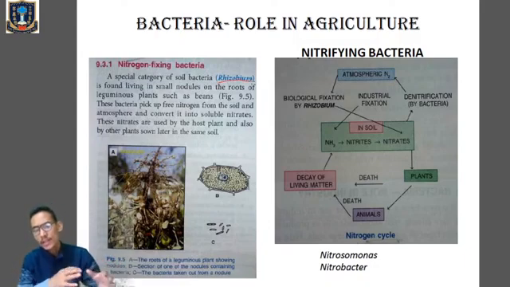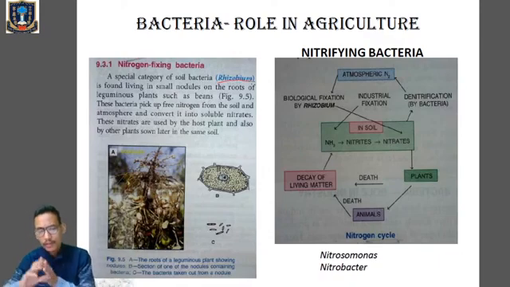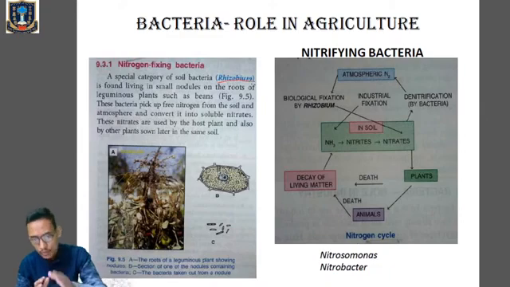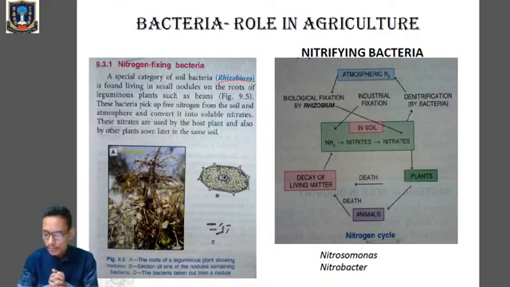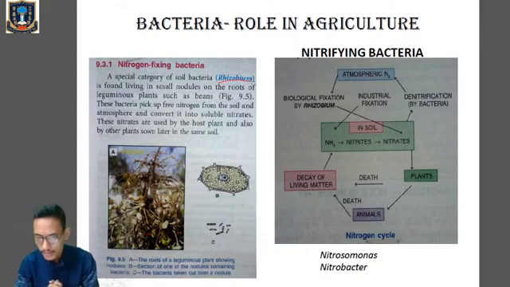Then ammonia is converted into ammonium compound, which is first converted into nitrites by bacteria such as Nitrosomonas, you can see in the figure. So ammonia is converted into nitrites with the help of Nitrosomonas, and then it is converted into nitrates by the action of Nitrobacter. Each of these steps is brought about by the help of bacteria.